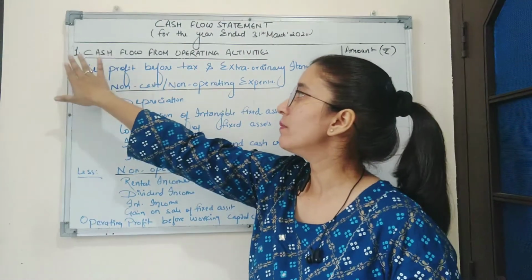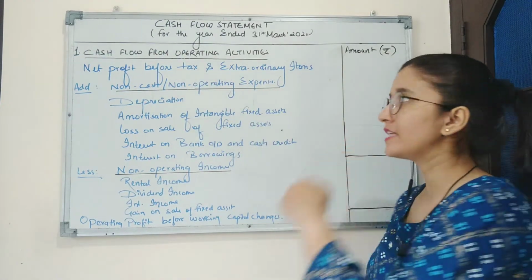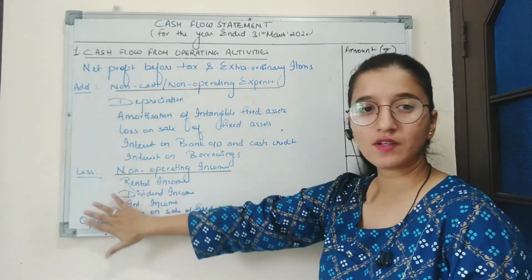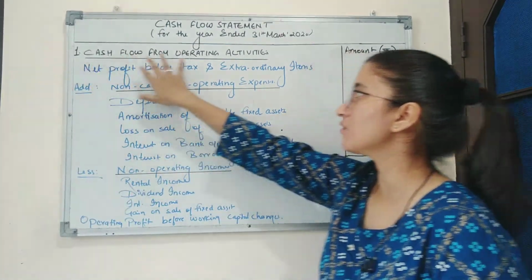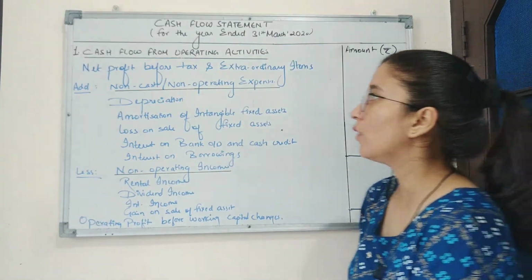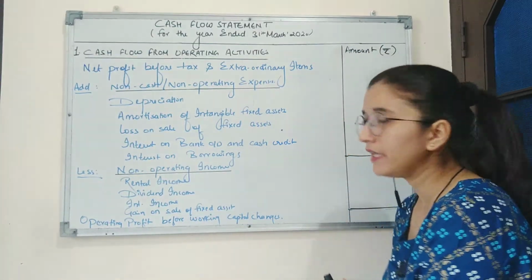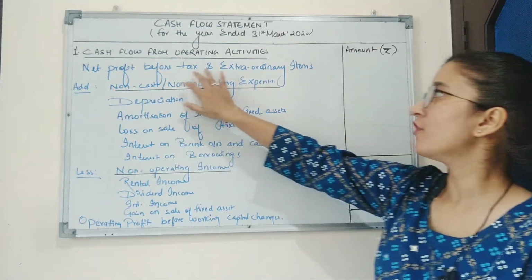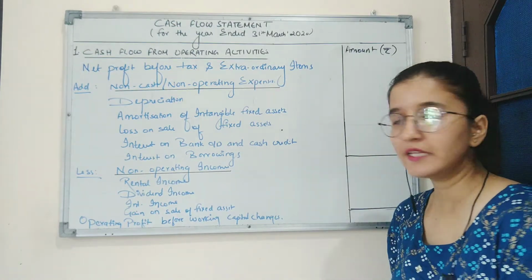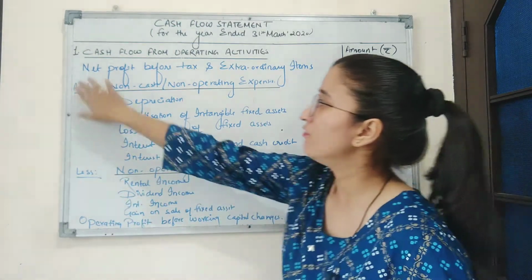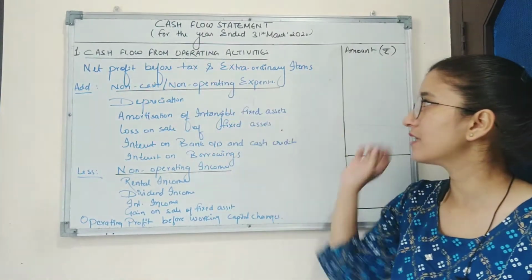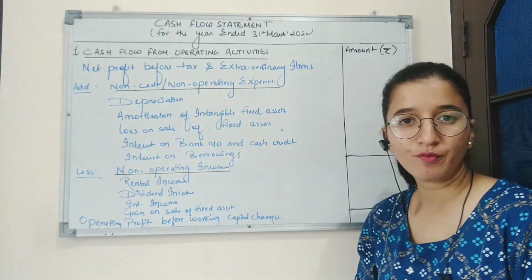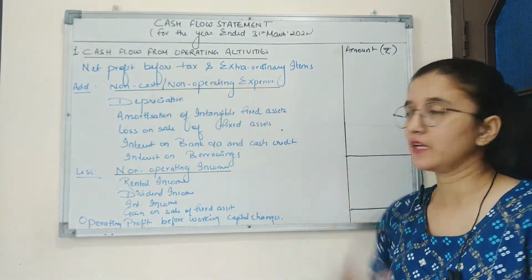So the first heading will be cash flow from operating activities. As we know, cash flow statements are classified into 3 activities. We are discussing the concept of first activity, which is cash flow from operating activities. Now, to find out the cash flow from operating activities, the first item will be to calculate net profit before tax and extraordinary items. Previously we have learned how to calculate net profit before tax and extraordinary items by adding all the parts of the profit to the amount of profit to be calculated from operating activities.